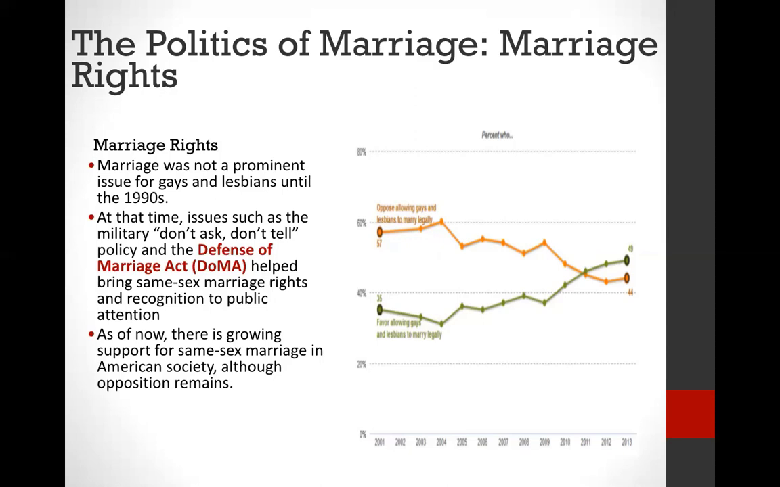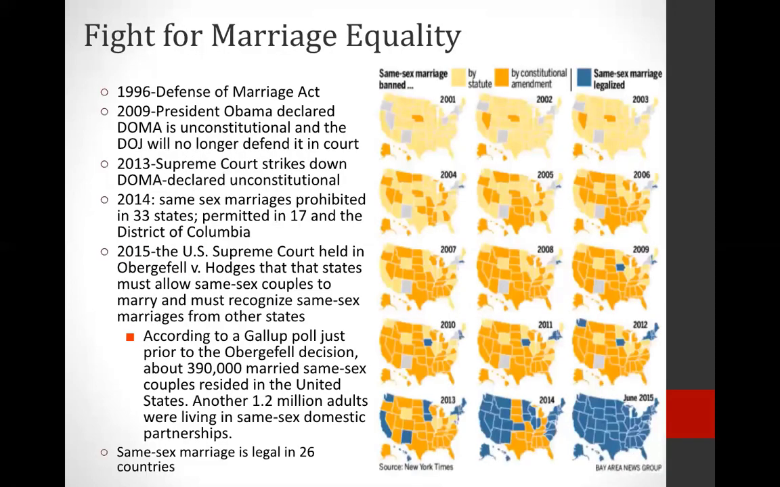And then the Defense of Marriage Act, which is frequently called DOMA, also brought recognition and public attention, because what DOMA did was pretty much define marriage. It was a congressional act that defined marriage as being between a man and a woman, and that was in 1996. And so, this is just a timeline of the fight for marriage equality.